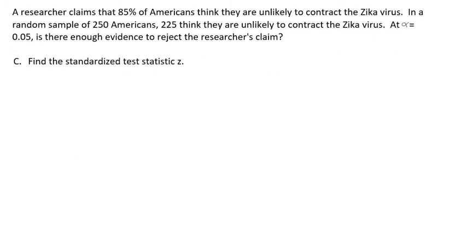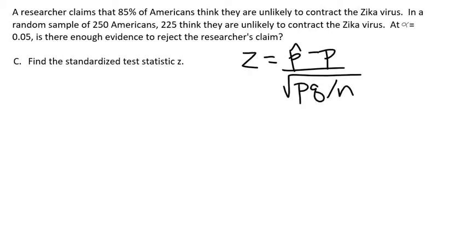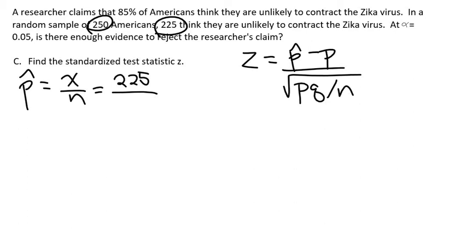Part C, find the standardized test statistic Z. First, let's write out the formula for Z. Notice here that there are a couple of things that I don't already know in this formula. First, I need to calculate p hat. p hat is equal to x over n. From our sample, this means that there's 225 divided by 250, and this is equal to 0.9.